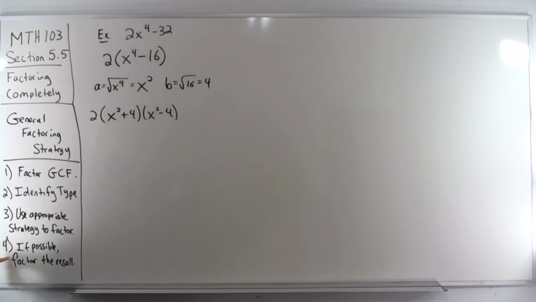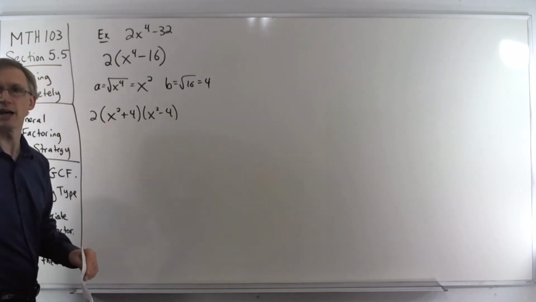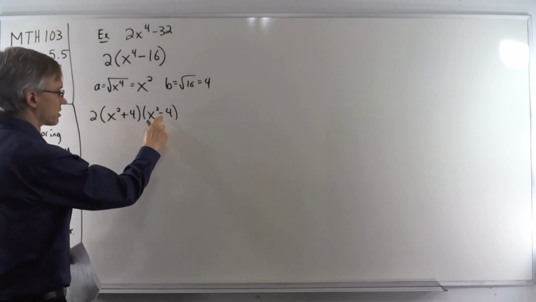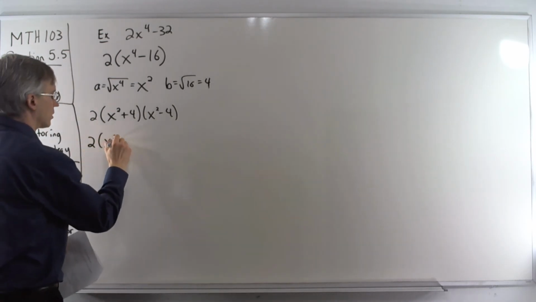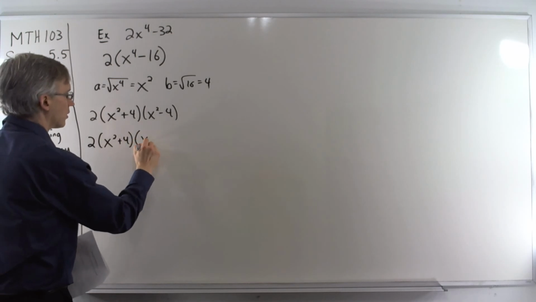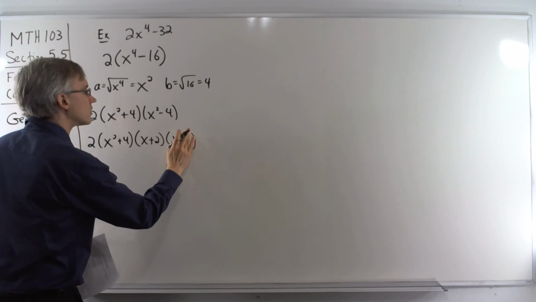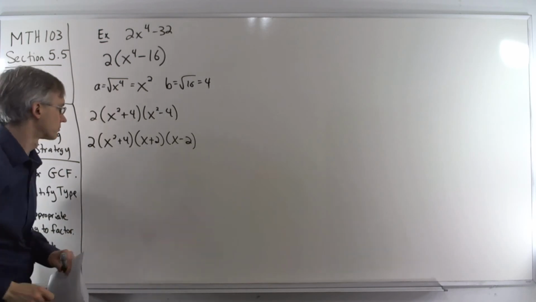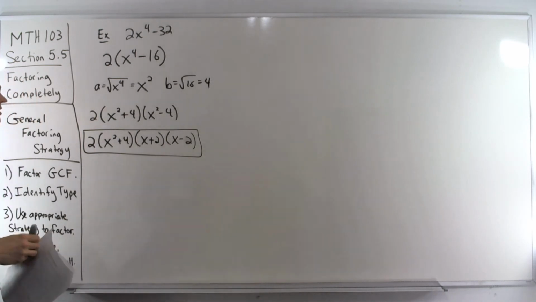So now we've completed step 3. Now we need to go on to step 4 and see if any of these factors can be factored. Well, 2 can't be factored. Here we have sum of squares. Well, that's not one of our special formulas, so can't factor this. But here we have difference of squares, so we can factor this. And using the difference of squares formula, we get x plus 2, x minus 2. So here's the totally factored form of 2x to the 4th minus 32.